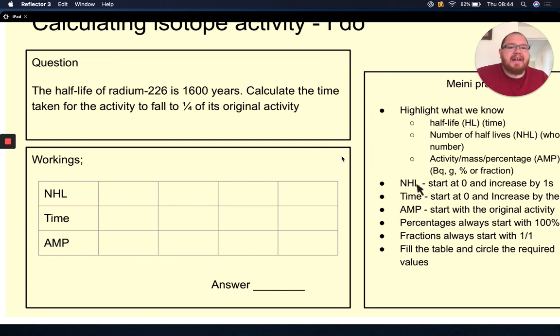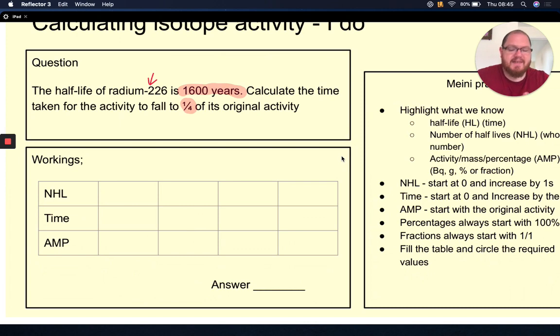So the NHL always starts, so first of all, let's highlight what we know. So I'm just going to get my highlighter out. So I've got 1600 years, and I've got a quarter of its original activity. Don't be fooled with this 226, because that's just the mass number of radium. So whenever you see an element name with a dash and then the number, that's just the mass number. So the mass number here of radium is 226, and it's got nothing to do with the question.